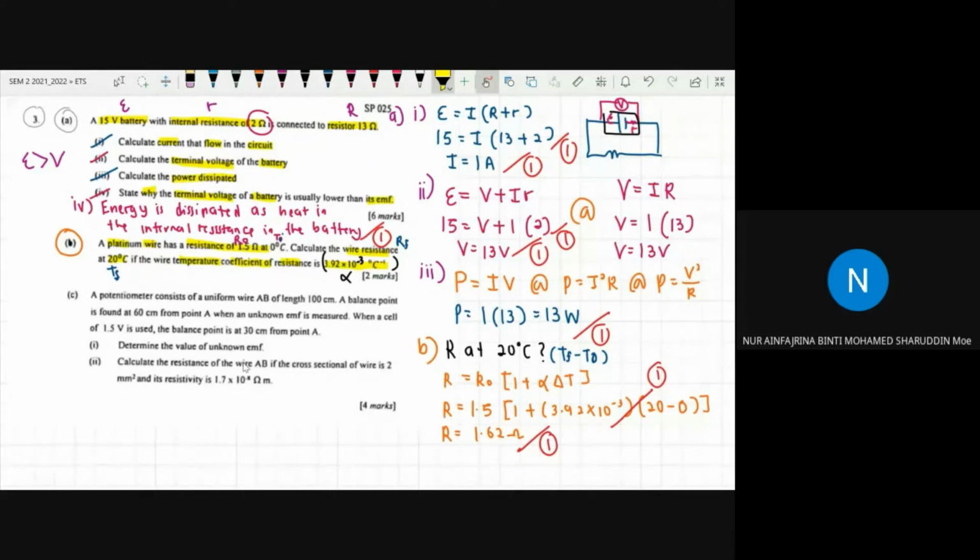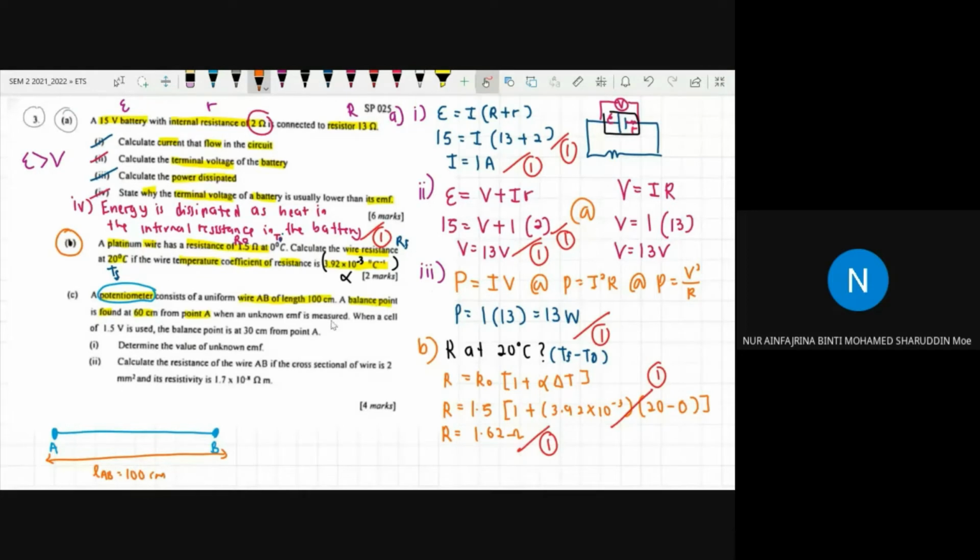Okay, let's discuss. A potentiometer consists of a wire AB of length 100 cm. So untuk ini memang dia terang-terang bagi tahu potentiometer. Lepas tu dia cakap a balance point. So a balance point is found 60 cm from point A. So contohnya awak sekarang ada wire. Ini wire AB awak. Dan panjang wire AB adalah 100 cm.